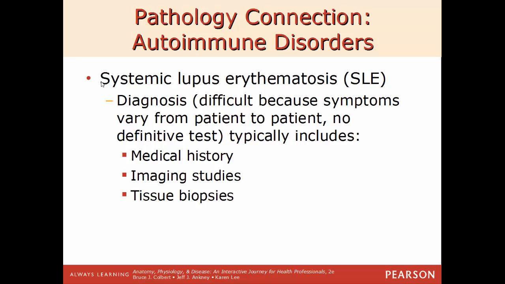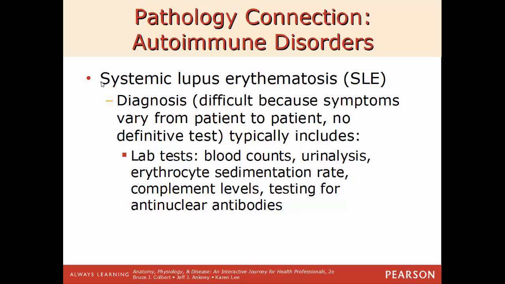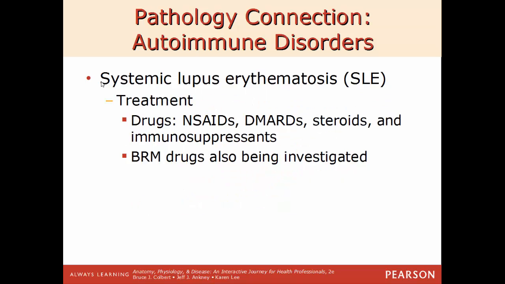The diagnosis: it's difficult to properly diagnose SLE because the symptoms will vary from patient to patient, and there is no one clear definitive test for SLE. But they usually will include medical histories, tissue biopsies, imaging studies. Could include some lab tests such as blood counts, urinalysis, erythrocyte sedimentation rates, complement levels. Also checking for anti-nuclear antibodies. Could also include various drugs, NSAIDs, steroids, immunosuppressants, also BRM drugs.